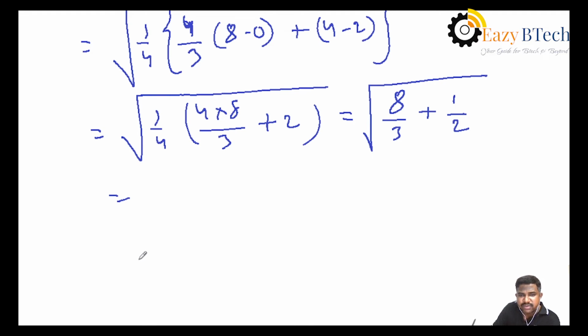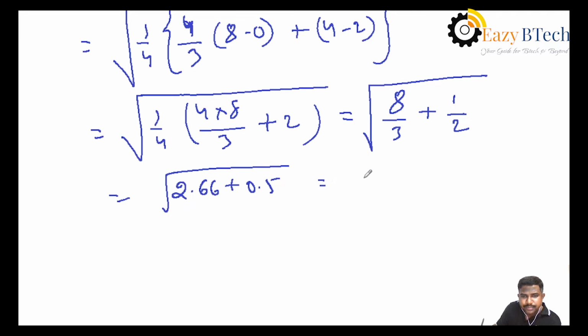We have to simplify the equation here. 2.66 plus 0.5, square root, that is 3.16 square root. Okay, volts. So this is the RMS value for the given waveform here.